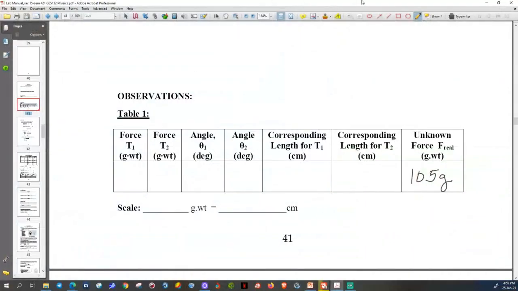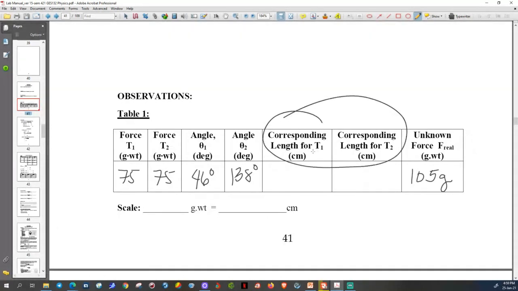We know that T1 and T2 are 75 gram, 75 gram. We know that theta 1 is 46 degrees and theta 2 is 138 degrees. Clear? What does corresponding length mean? Because the unit is gram weight or grams, we cannot graph. There is no scale. You will not find a scale.